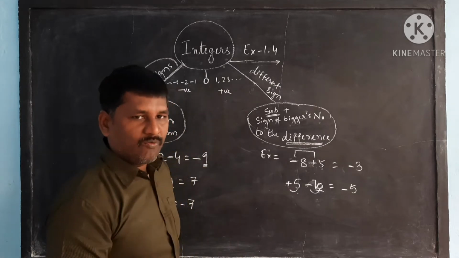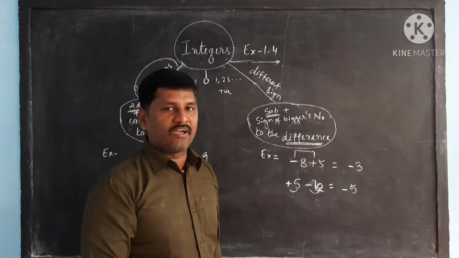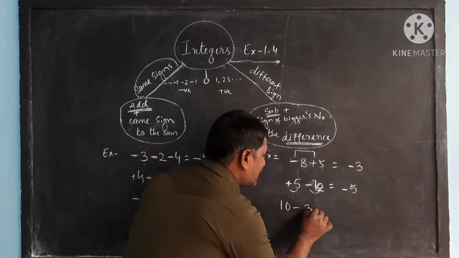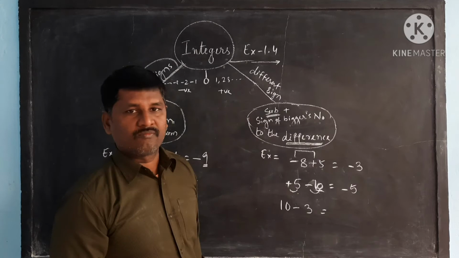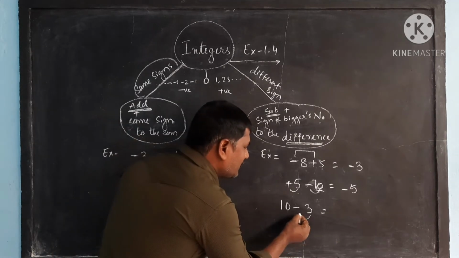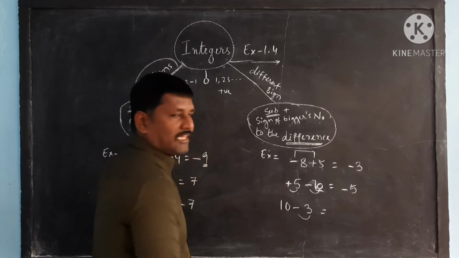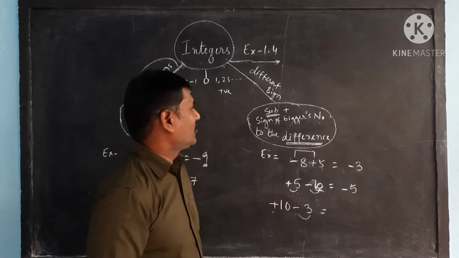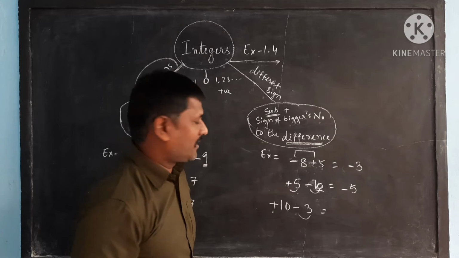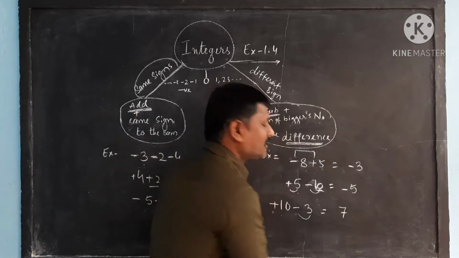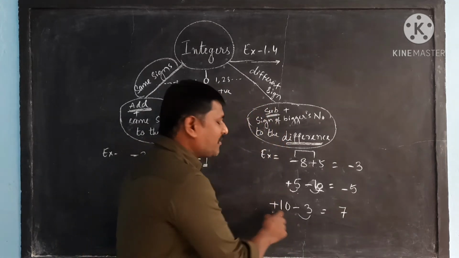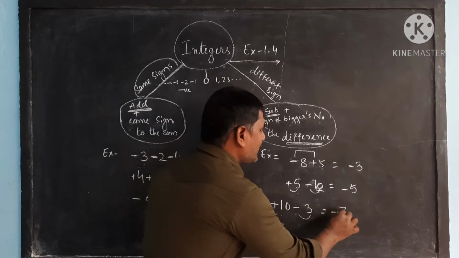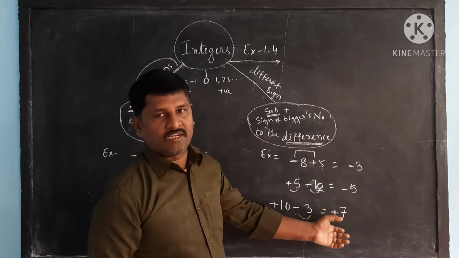Let us take one more example to clarify all of your confusion. 10 minus 3. Here 3 has a minus sign, and 10 has nothing, which means you have to take it as a plus sign. As the signs are different, you have to subtract. 10 minus 3 is equal to 7. Then write the bigger number's sign. Here the bigger number is 10. The sign is plus.